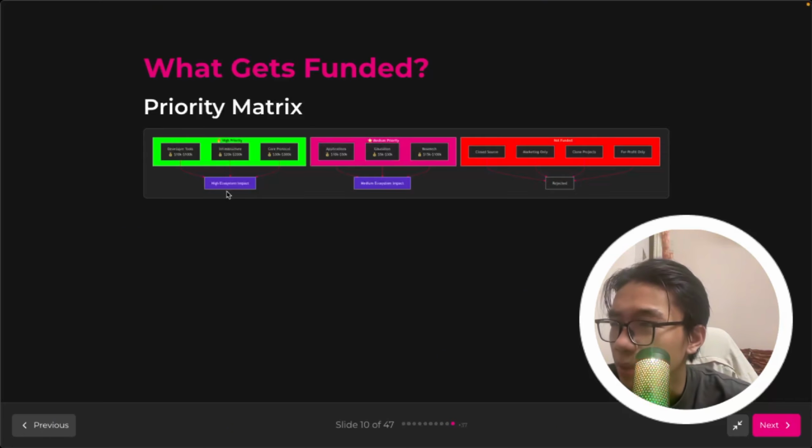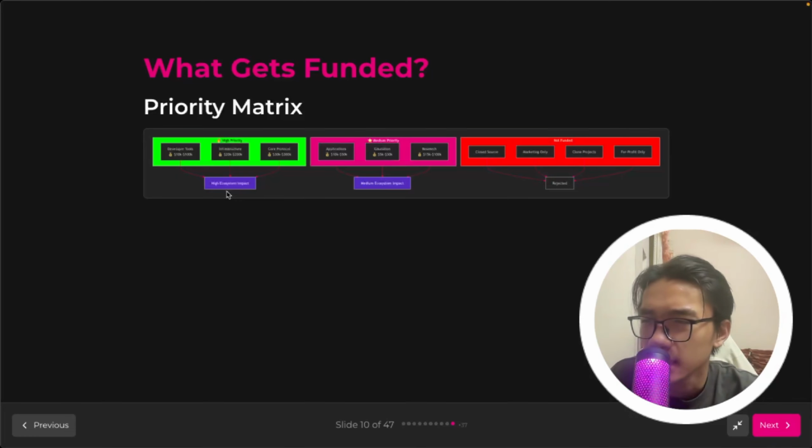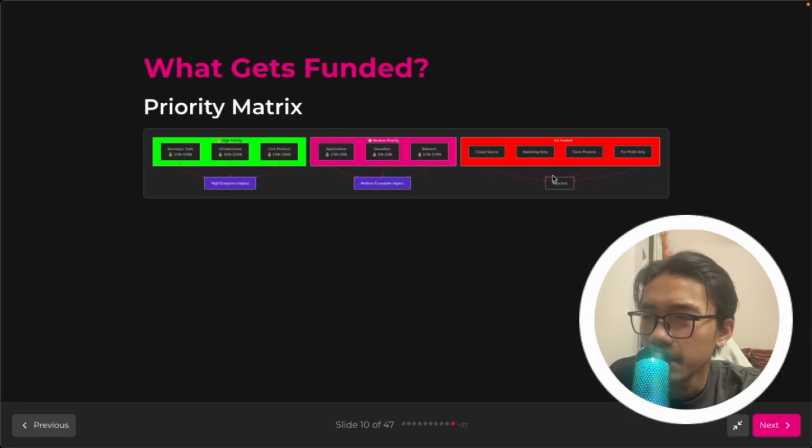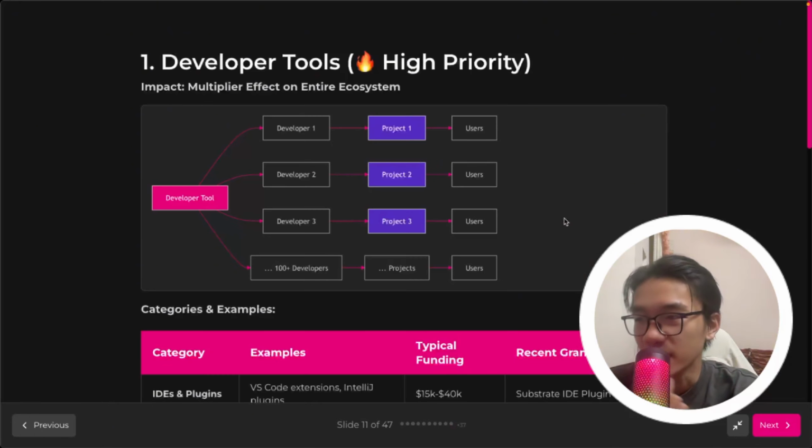Then the medium ecosystem impact is focused on applications, education, and research. All these can be technical and non-technical, but they also have a small amount of grant funding support in this. For rejections, if the proposal is just for marketing or a clone project, then it's going to be rejected.